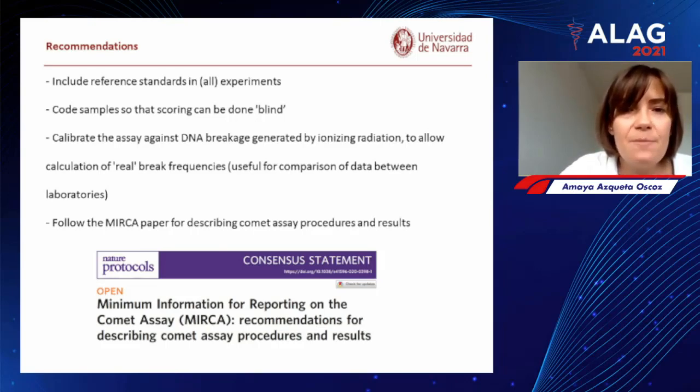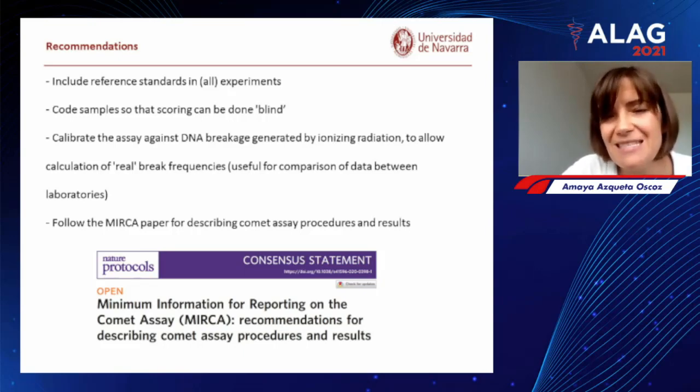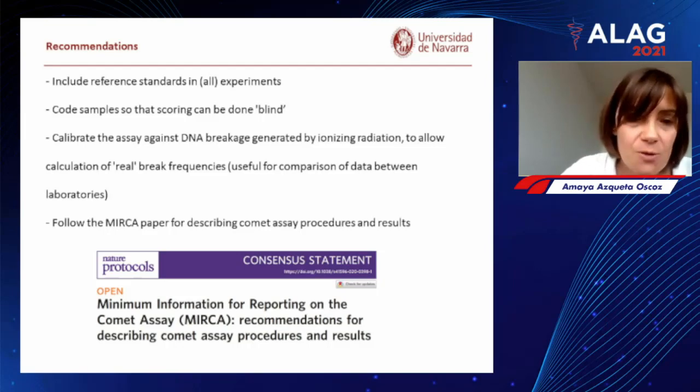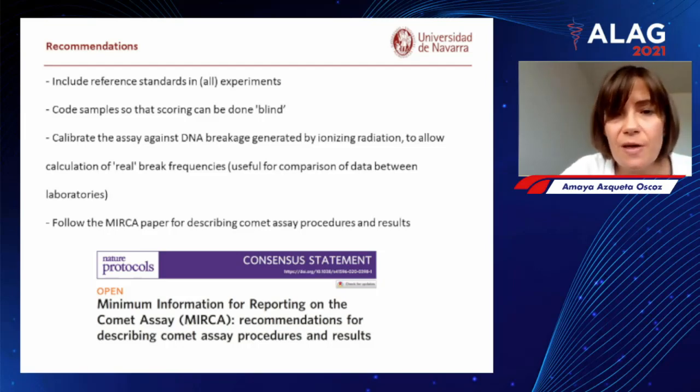Calibrate the assay against DNA breakage generated by ionizing radiation to allow the calculation of real break frequency. This is very useful for comparing results between laboratories. It's an approach that is not very used, but I think we should really use it if we want to decrease the intra-laboratory variation. And then the last one, follow the MIRCA paper for describing Comet assay procedures and results.